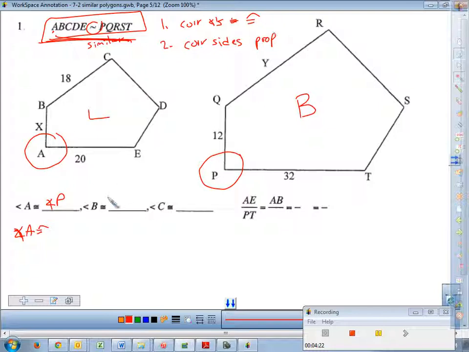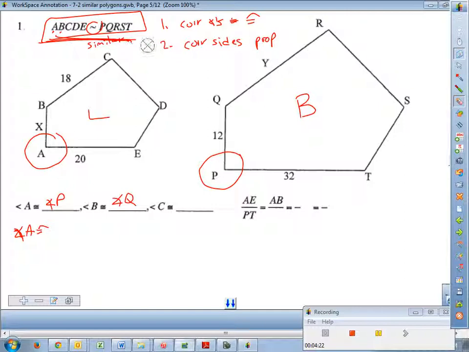Sound all right? What is angle B congruent to? Angle Q. And you fill out what angle C is congruent to. What am I trying to do?